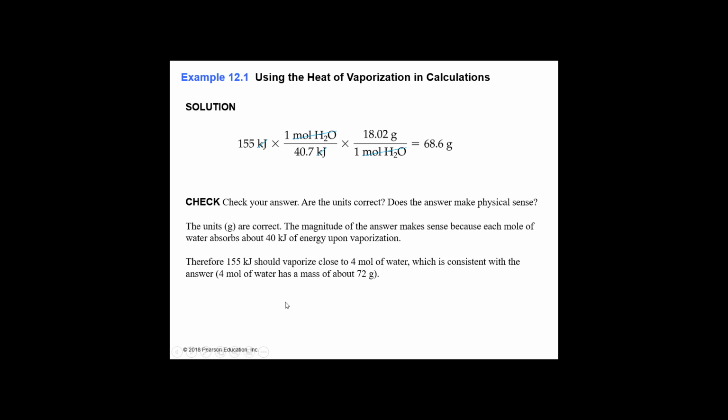Does it look right? You should have some understanding, and that's what it's saying here. 155 kilojoules should vaporize close to 4 moles of water, which is consistent with the answer. 4 moles of water has a mass of about 72 grams. So it's just kind of giving you an idea of how to look at this.